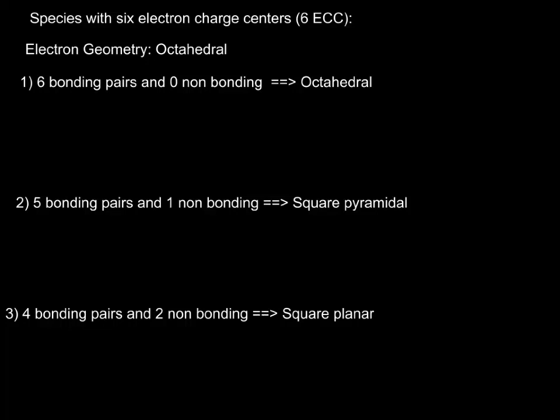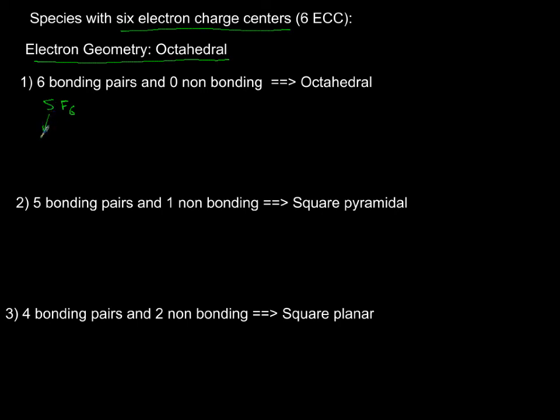In this slide, I'm going after species that have 6 electron charge centers. Their electron geometry is octahedral. Their shape might be octahedral. It could change if you have lone pair of electrons. The first compound I go after is sulfur hexafluoride. Now remember, those elements bigger and including phosphorus can have expanded octet, so they can have more than 4 attachments.